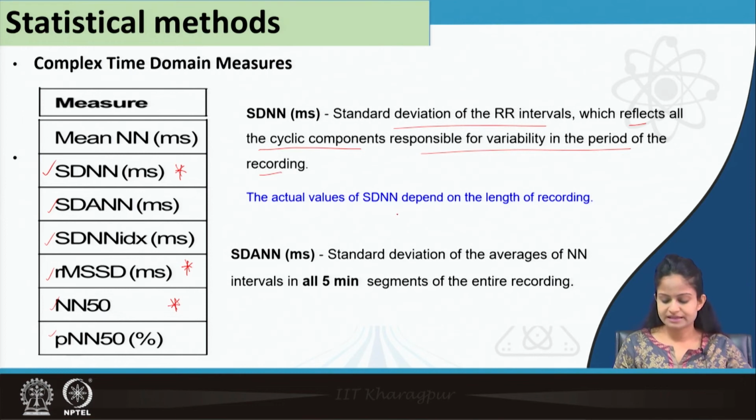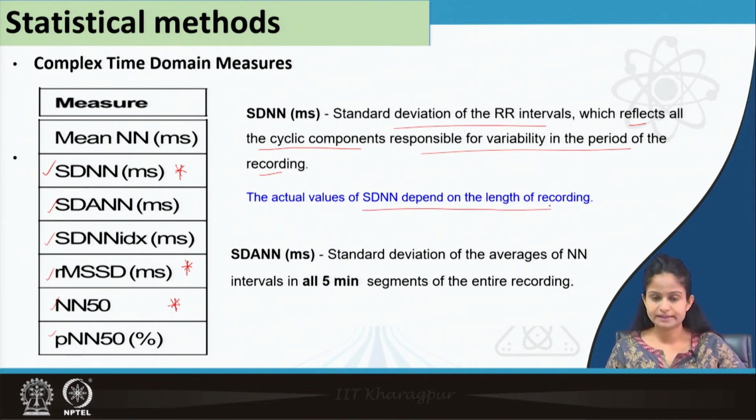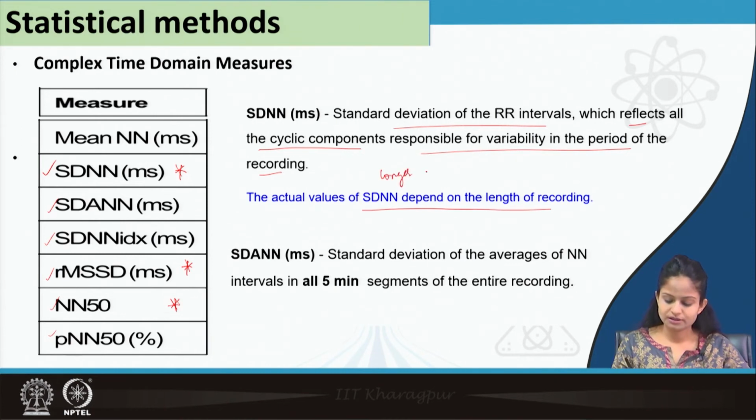The actual values of SDNN depend on the length of the recording. The longer the recording, the higher the SDNN. So it depends on the length of the recording. A longer recording gives rise to higher values of SDNN.